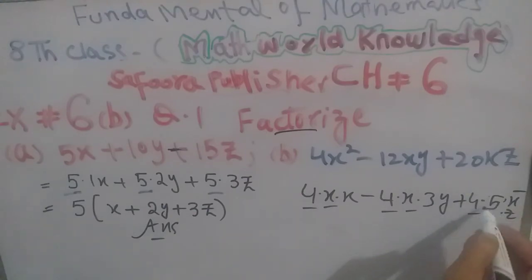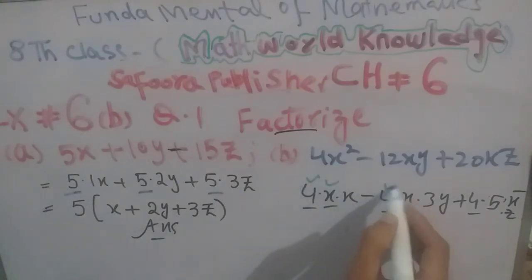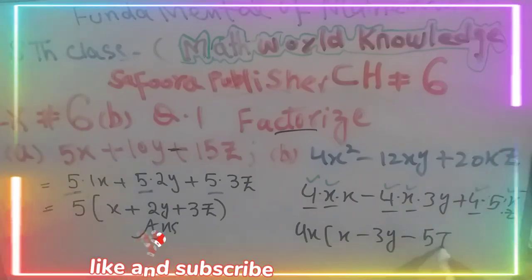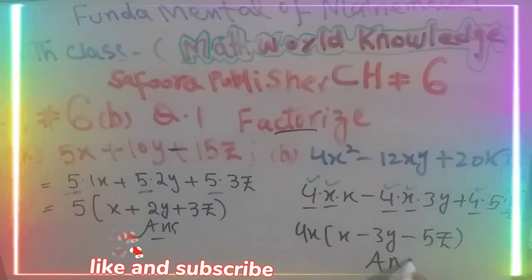Here 5, because 4 fives are 20. Now very easily taking common 4x from each term, after taking the common factor, we can write it as 4x into x minus 3y plus 5z. This is the answer of this question.